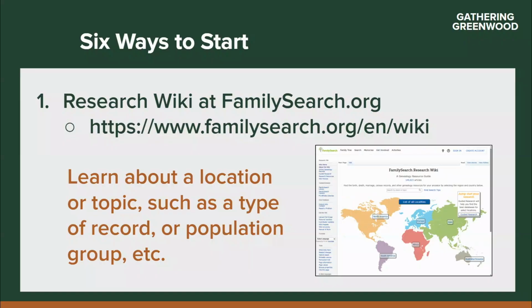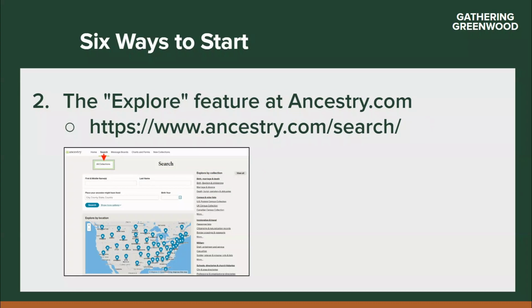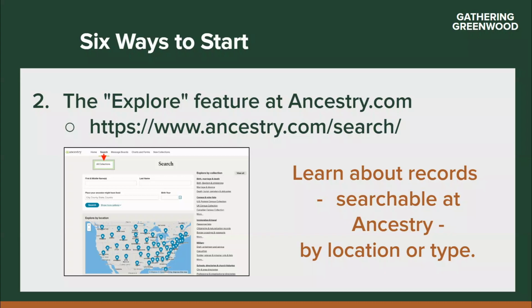So if you don't know where to start, the Research Wiki at FamilySearch is a good place since it will instantly provide some context as well as records that are available for the time and place. Another way to start is by using the Explore feature on Ancestry.com's main search page. Ancestry helps you learn about records that are searchable there at Ancestry, so you won't get as many suggestions as with the FamilySearch Research Wiki, but this is a good place to start.